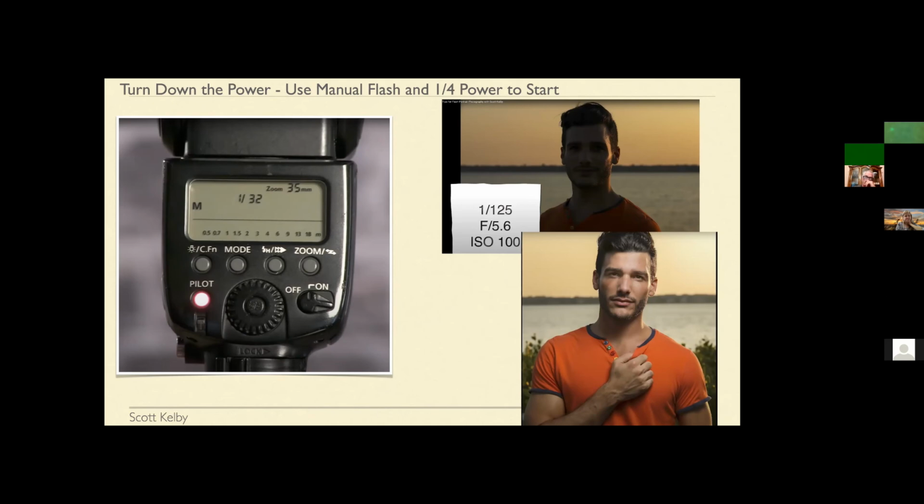And in this particular case, you can see that the model is being lit from the side, from the right-hand side, and from a flash gun that's high up on the right side, just like in the image that I showed you a moment ago, because the shadow is on the left side of his face and the top of his head is lit. So for those shots that you want to get in the evening, where you want to balance the sunset and the model, you'll need to turn down the power and use manual flash.